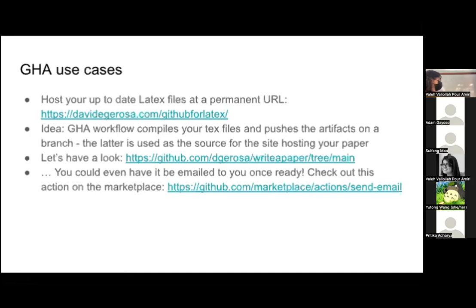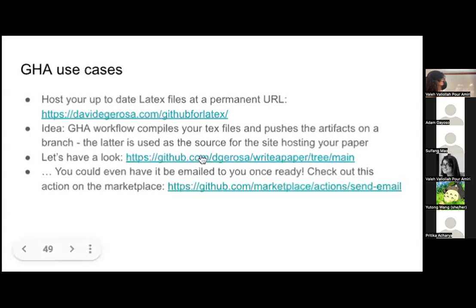So the idea is that they use a GitHub Actions workflow to compile their tex files and then push the artifacts, that IO thing that we talked about earlier, to a branch, which is then used as a source for the site that's hosting the paper. So, very similar ideas, as you might have noticed. I'm also calling out here that you can even have it emailed to you, because there's an action for that. There is an action for pretty much anything. Let's have a look.